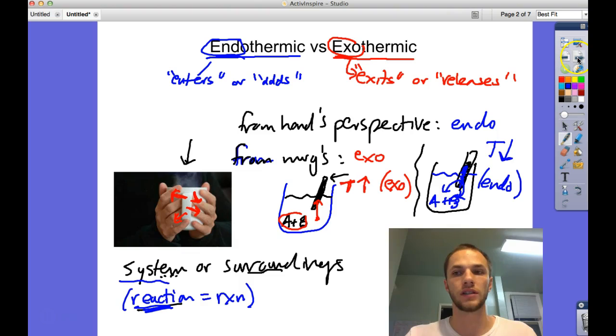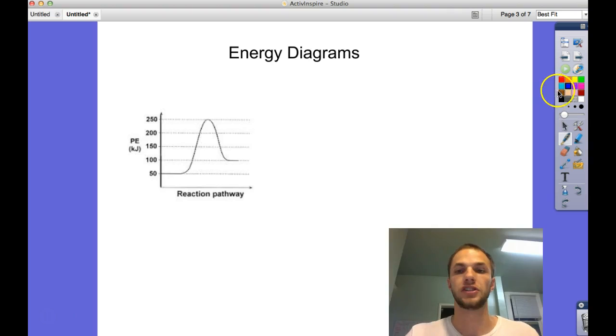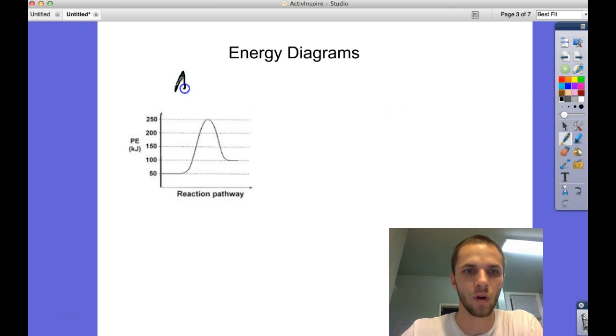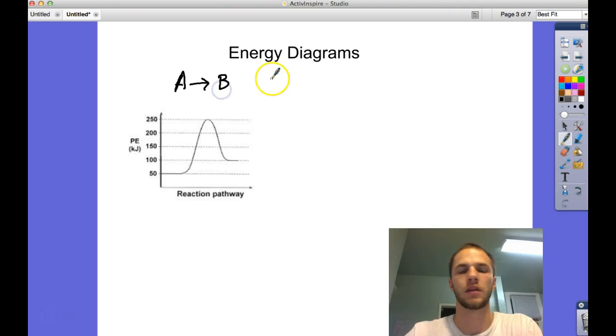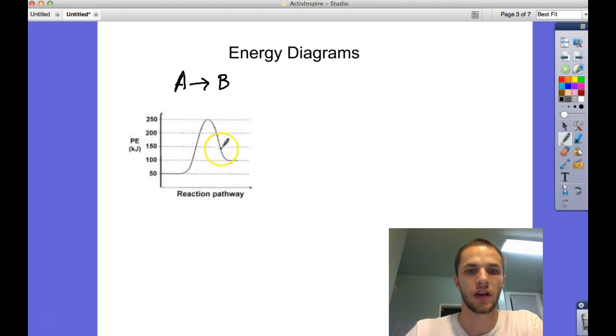This is all very qualitative. Oftentimes we represent these with things called energy diagrams. And we need to know how to analyze and interpret these to determine if reactions are endothermic or exothermic. We'll get into a lot more detail about them later, but for now, let's say you have a reaction where A is turning into B, whatever A and B are. Energy diagrams show us the reaction pathway or timeline. So over here on the left, it's just like an equation. This is where your reactants are. Here's where the energy of your products are.